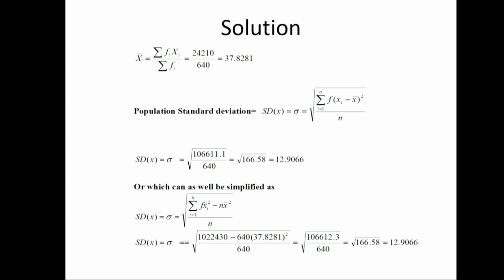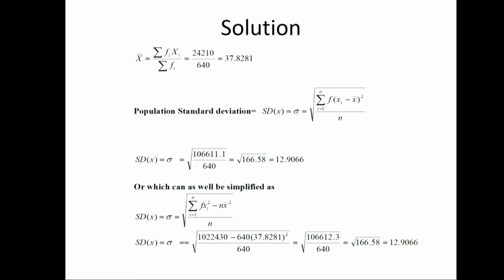That will now give us the square root of 166.59. That 166.59, that is the variance. Then the square root of it will now give us 12.9066. Or in a simplified form, you can as well have it.